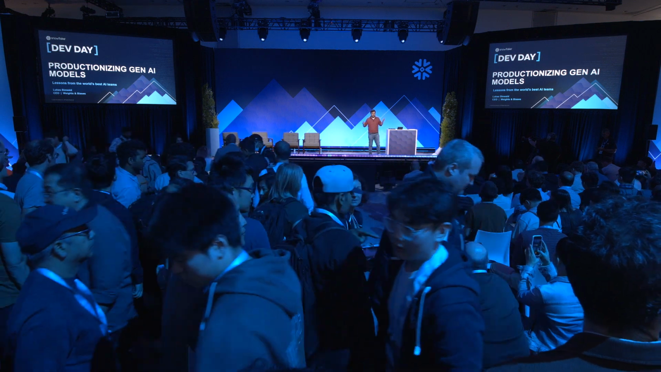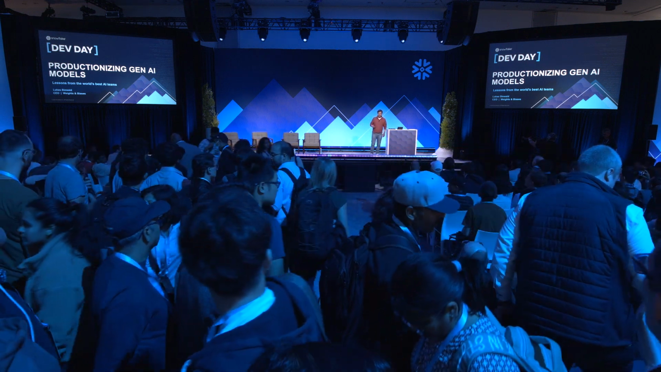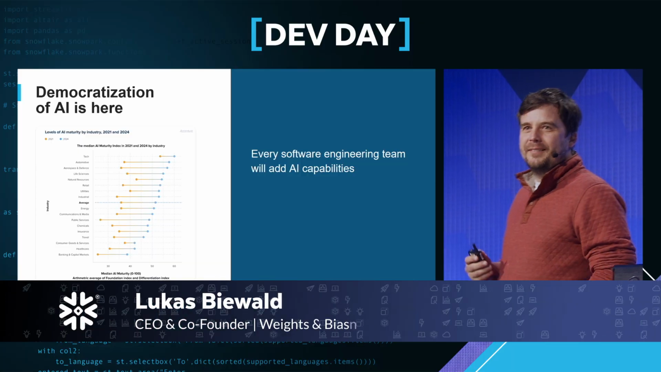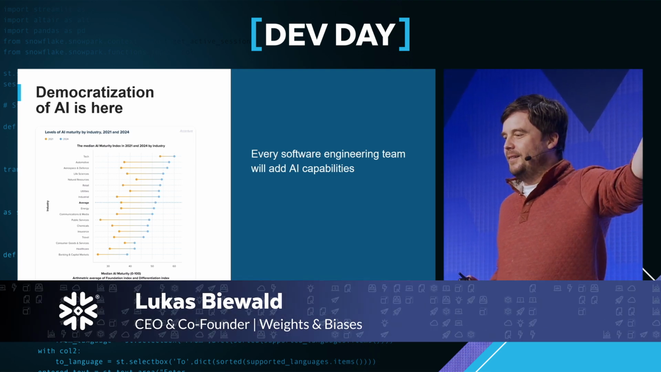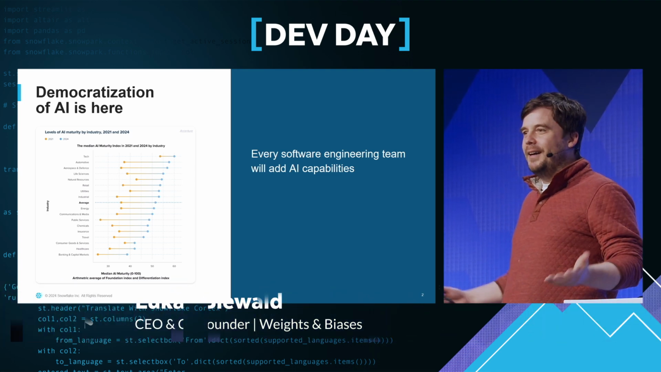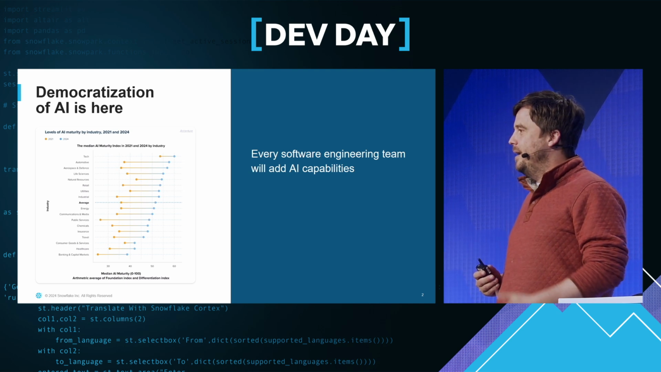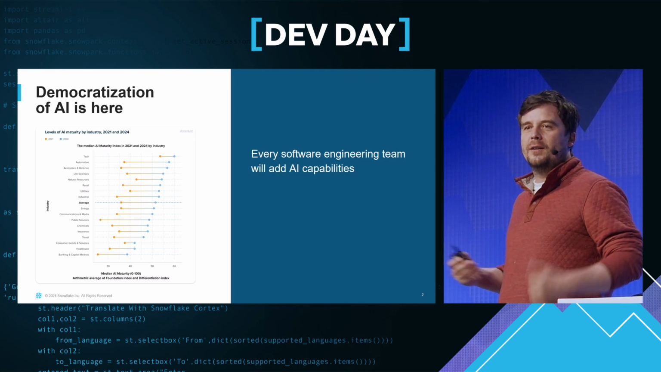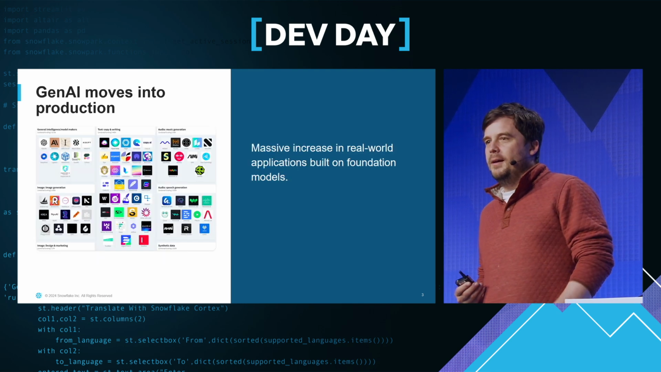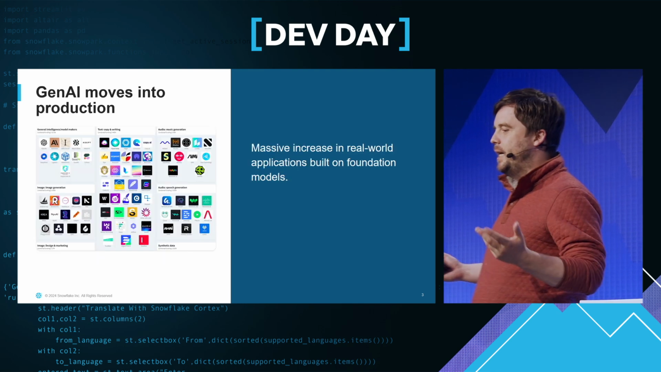I'm excited to talk about productionizing GenAI models. To state the obvious, I'm sure you're all feeling this: democratization of AI is here. For decades, we wondered what it would look like, and it's here. Any developer can add AI capabilities with very, very little effort, and that's super exciting. And this is clearly the moment where GenAI moves into production.